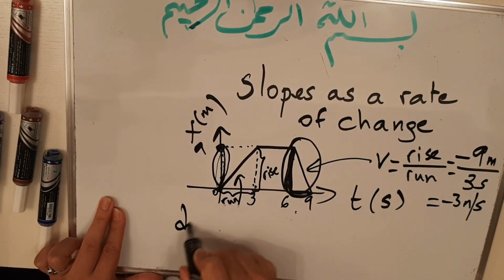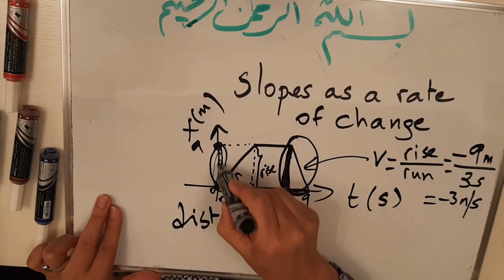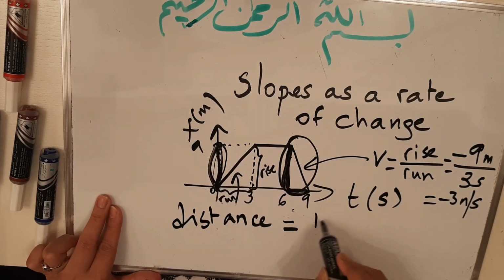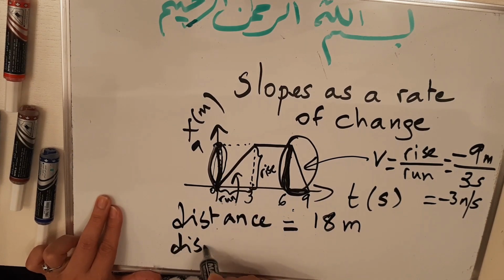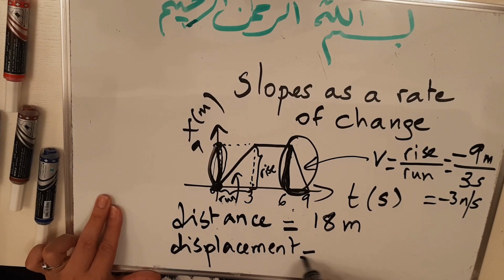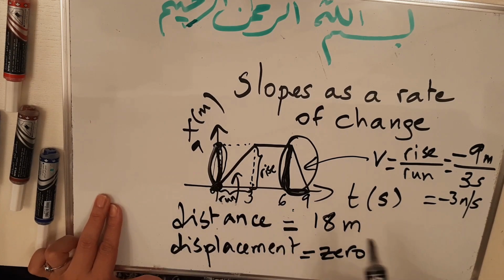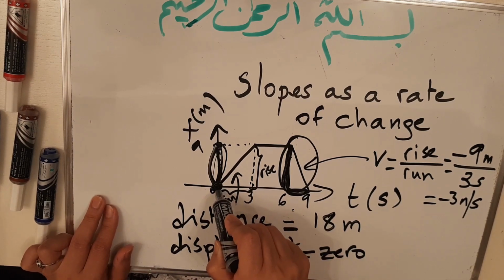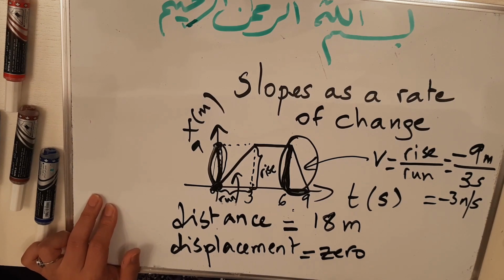So if we want to calculate the distance here, and we talked about this in our class, distance is just going to be 9 meters and then 9 meters. So the distance is 18 meters, 9 plus 9. But the displacement, since it went back to its original position, the displacement is just 0. Okay, so it's the final position minus the initial position, which are the same here. So the displacement is 0.